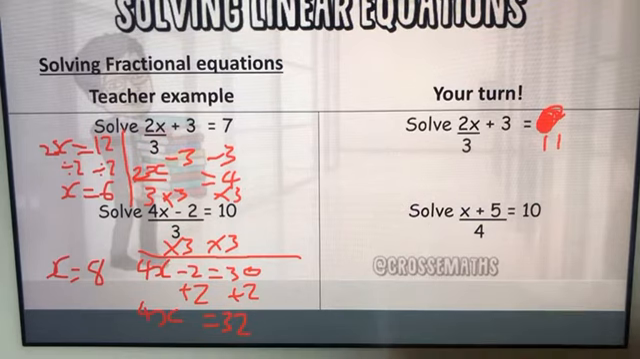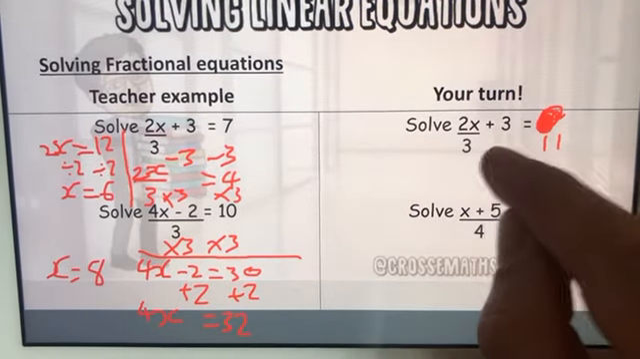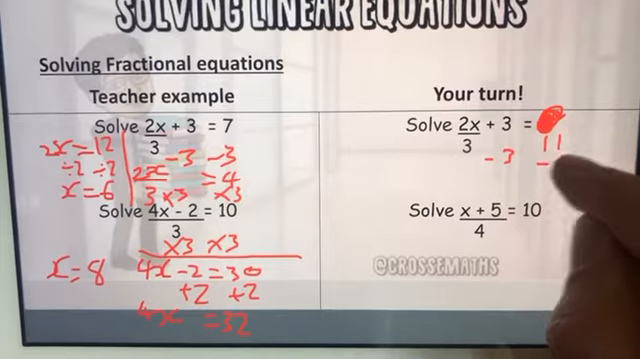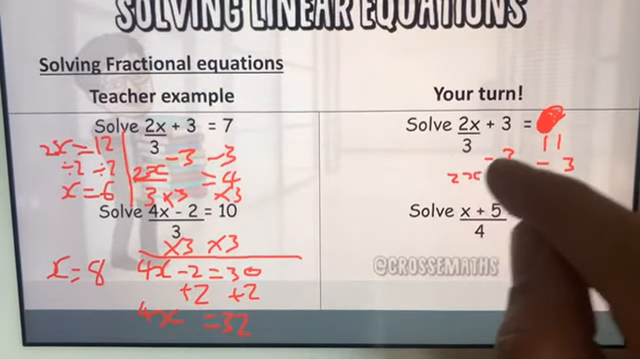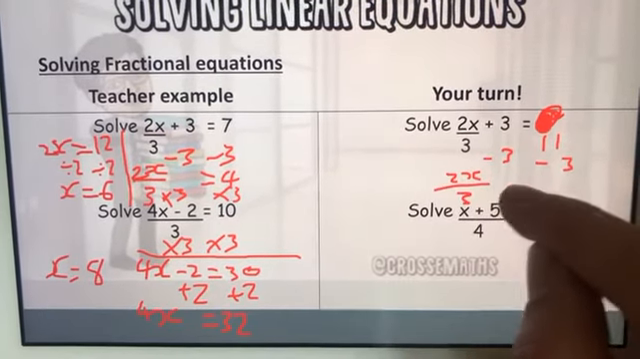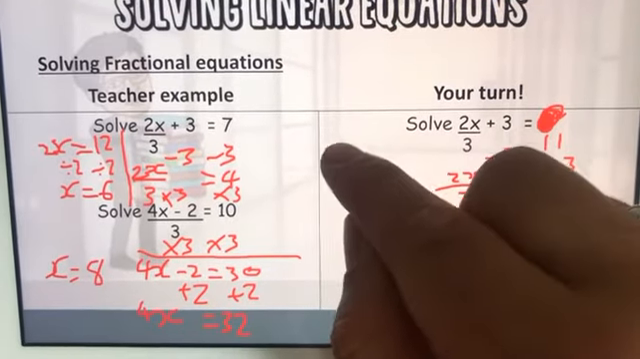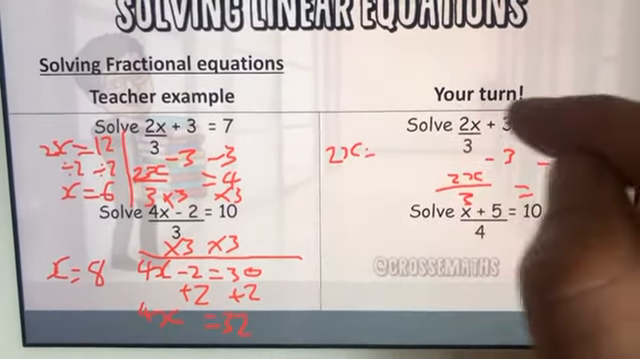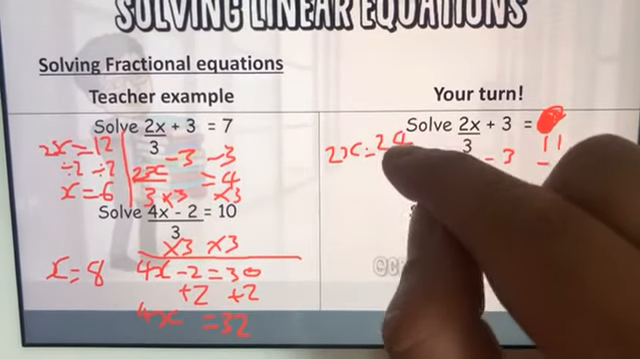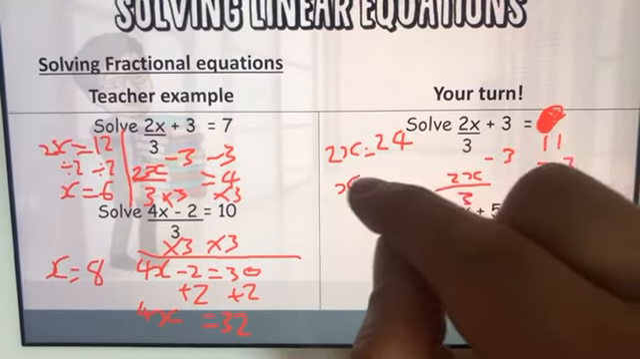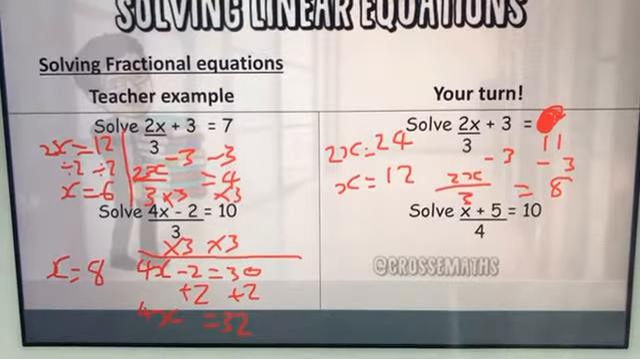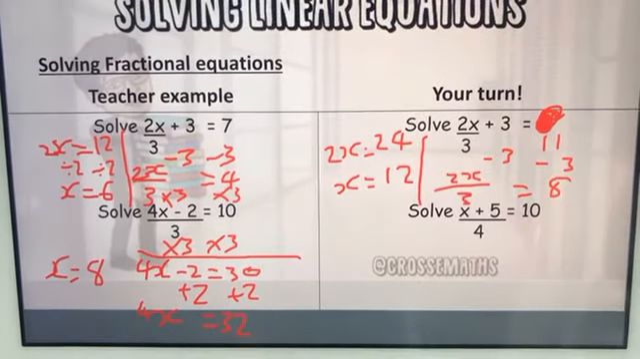Right then, so first step, if I take away 3 from both sides, I end up with 2x over 3 equals 8. I'm going to times by 3 next, so I end up with 2x equals 24. And then I'm going to divide by 2, so I end up with x equals 12. I've skipped out the middle steps because I think we should be on the way of getting this now.